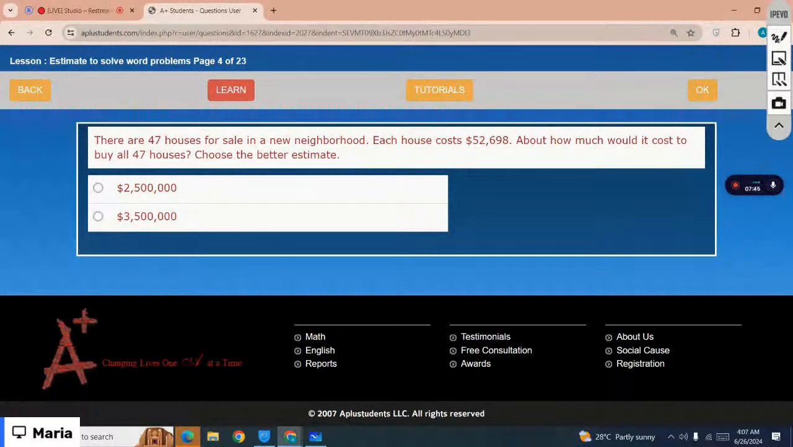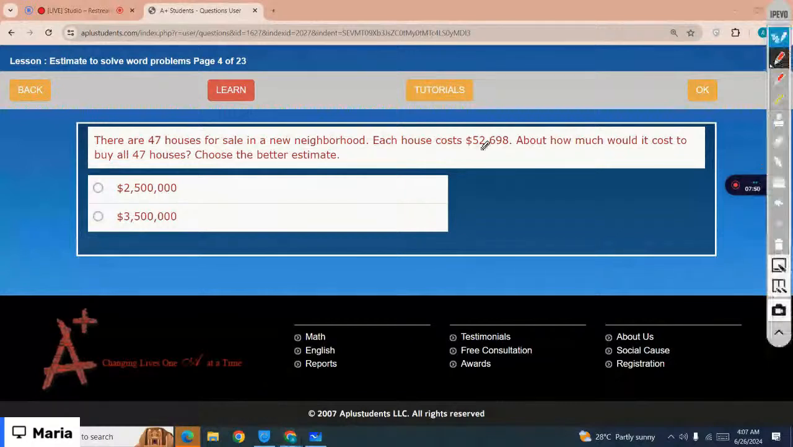You have to round off both the numbers first, right? Here you have 52,698. It would be rounded off to 50,000. Here you have 47 houses. You can round it off to 50. 5 times 5 is 25. That is option number 1 is the correct option. Got it? The correct option is option number 1.